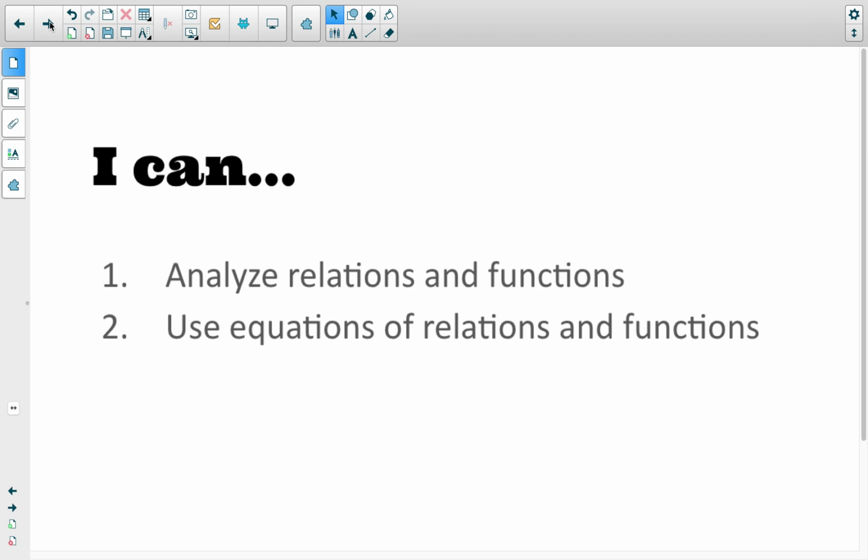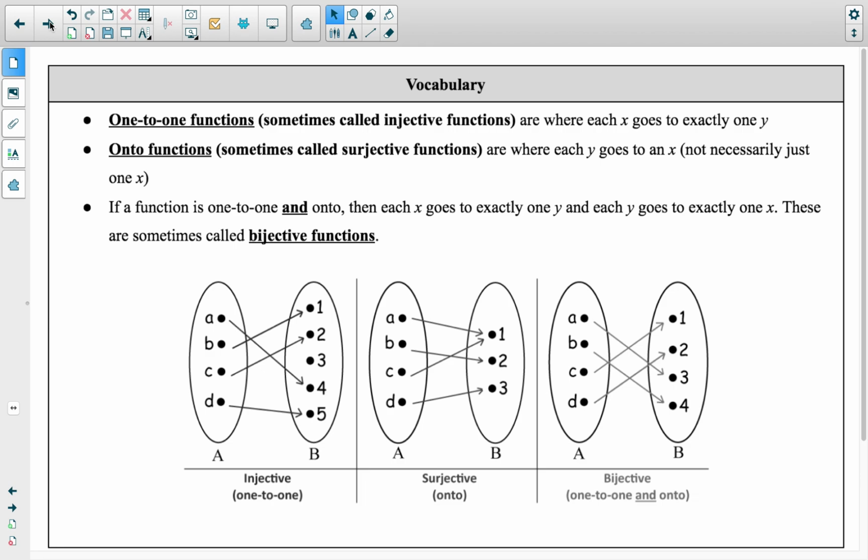By the end of this, we will be able to analyze relations and functions and use equations of relations and functions. This video is pretty concept heavy. So here's our first concept. You have this printed for you if you're following along with my guided notes.